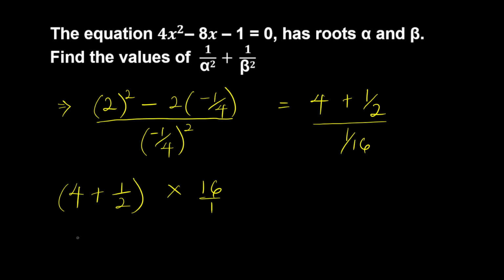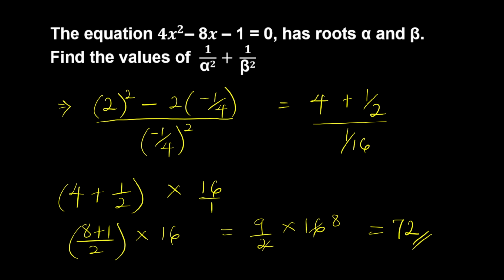And this is the same thing as, we must find our LCM here. We are going to have 2, 8 plus 1 times 16, and this is going to yield 9 over 2 times 16. We have 8 here. So 9 times 8. So therefore, we can conclude that the value of 1 over alpha squared plus 1 over beta squared is equal to 72.